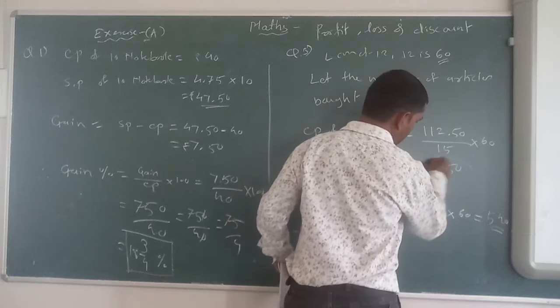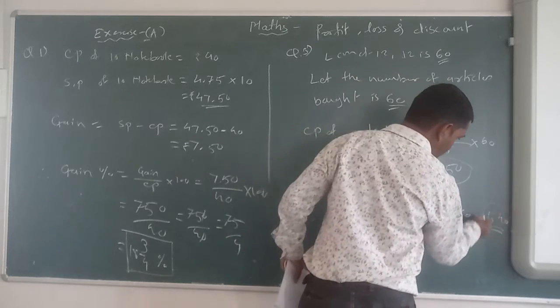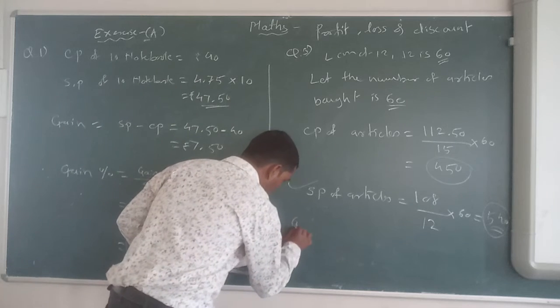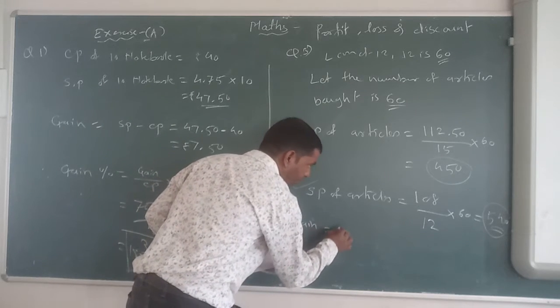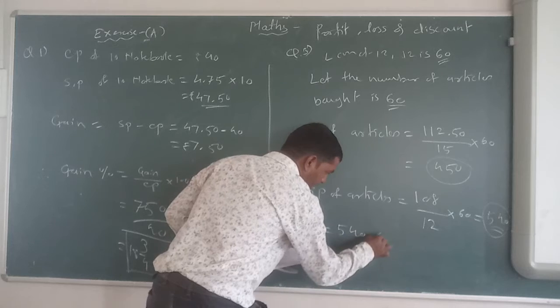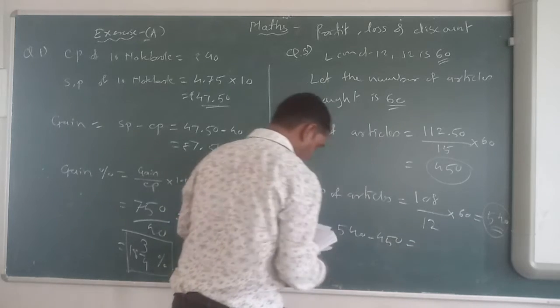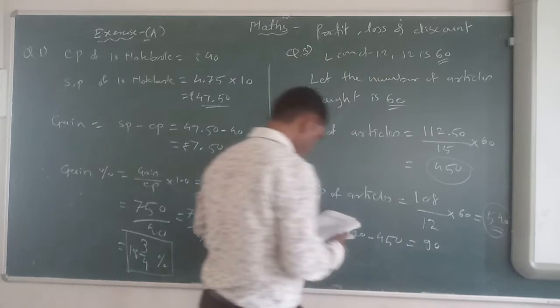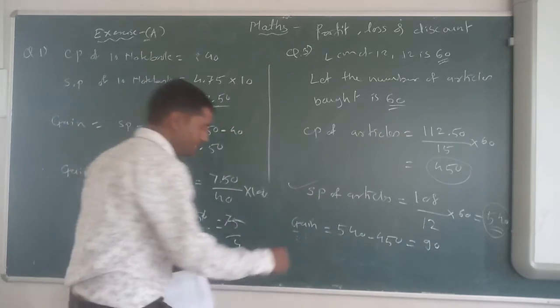CP 450 and SP 540. Which is more? SP is more. So gain. So we will find the gain. 540 minus 450. How much is the gain? Gain is 90. We will find the gain percent.